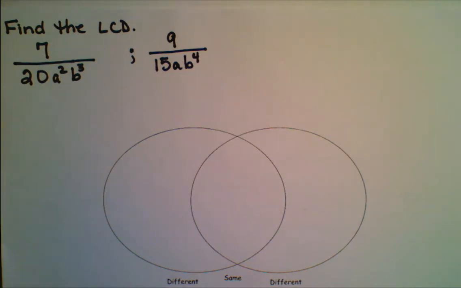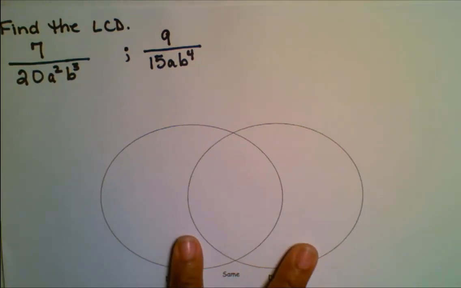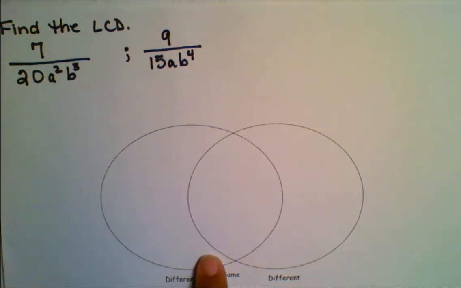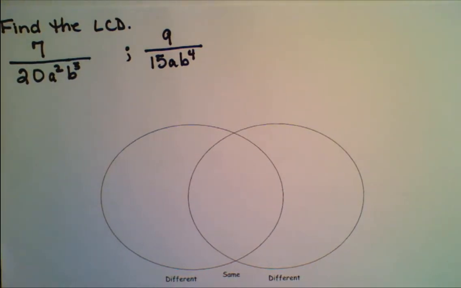use the Venn diagram. This Venn diagram shows relationships, and it also shows where there is no relationship. So that's why you see here where it says same versus different. I'm going to show you how to find the LCD, and we can also use the Venn diagram to find the GCF, greatest common factor.